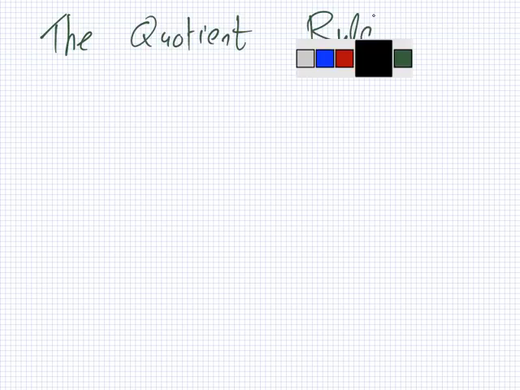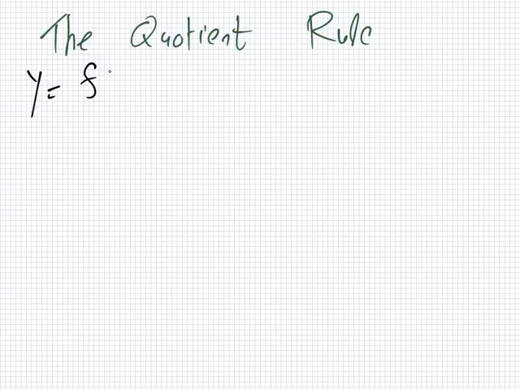Okay, so the next lesson is called the Quotient Rule. So we'll start off again. y equals f over g.